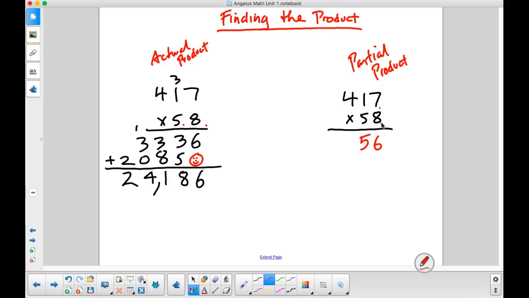What is this? What are we multiplying it by? 7. 50 times 7 is? 350. Nice. We have a 5 and a 1. Somebody state that in place value terms. 50 times 10 equals what? 50 times 10. Cameron. 500. Nice. Let's move on now.